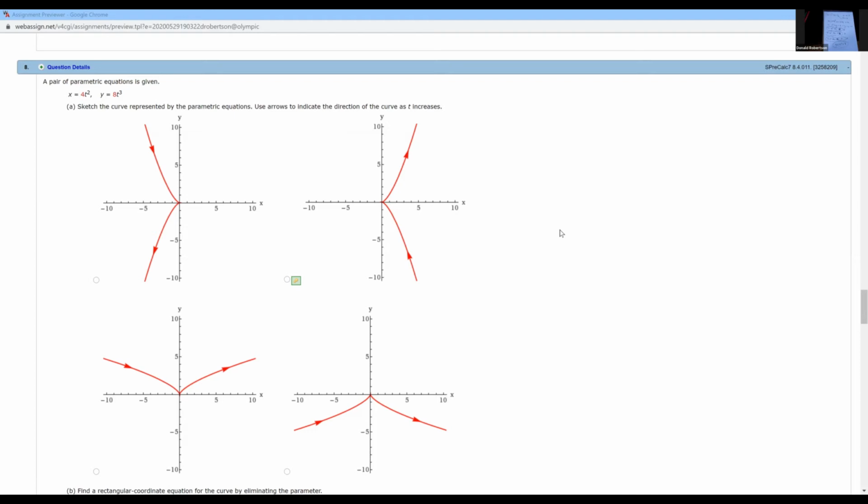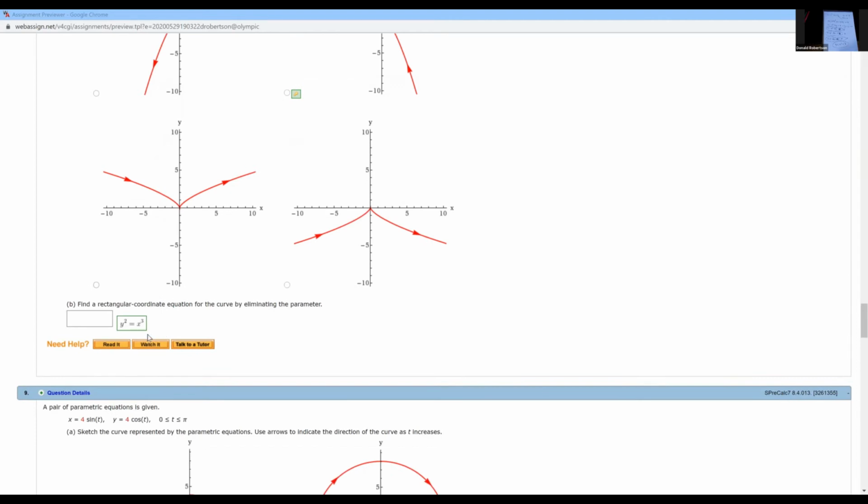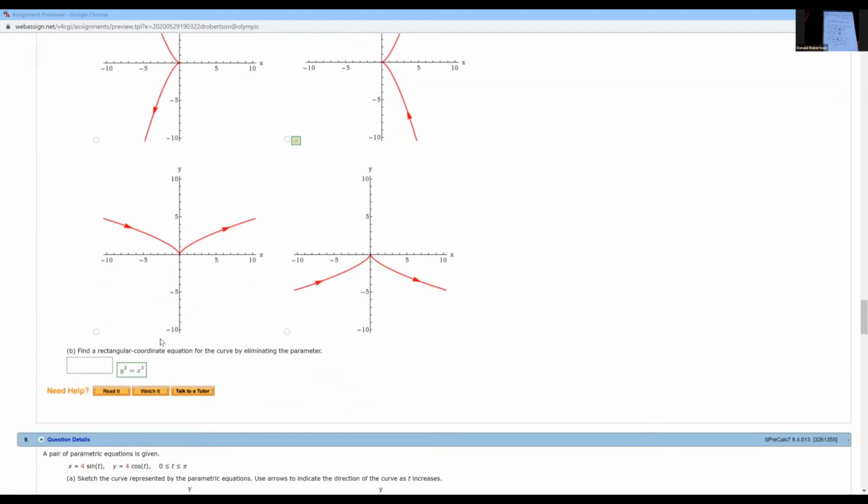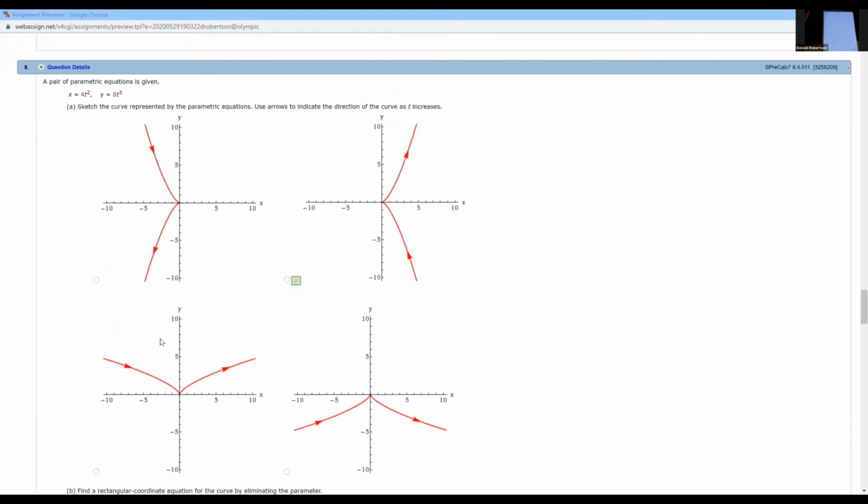Now, if you do that, doesn't t equal the square root of x over 4? And then you plug it into the other guy and you get the answer. Now, there is something interesting. They've given the answer as y squared equals x cubed. It's very interesting. So I am going to do that question now that I've seen what they wanted.